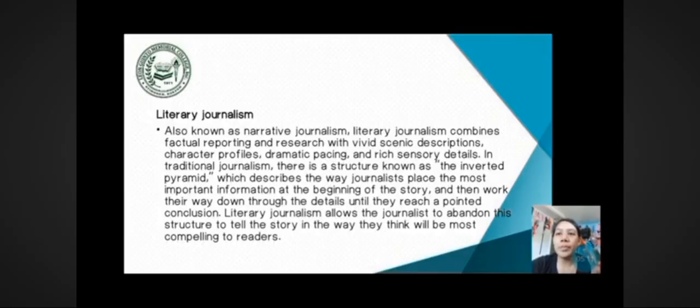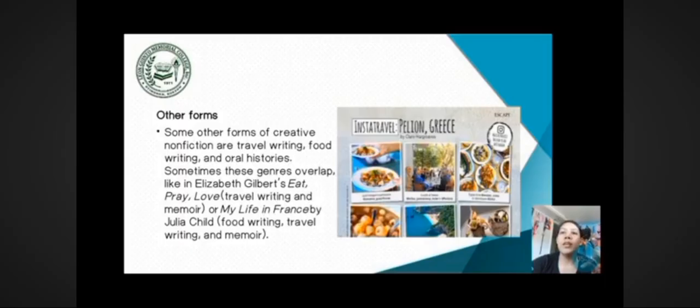Character profiles, dramatic pacing, and rich sensory details. So literary journalism is a type of writing that tells real stories like a novel, using detailed descriptions and storytelling techniques. Literary journalism allows the journalist to abandon these structures to tell the story in the way they think will be the most compelling to readers.